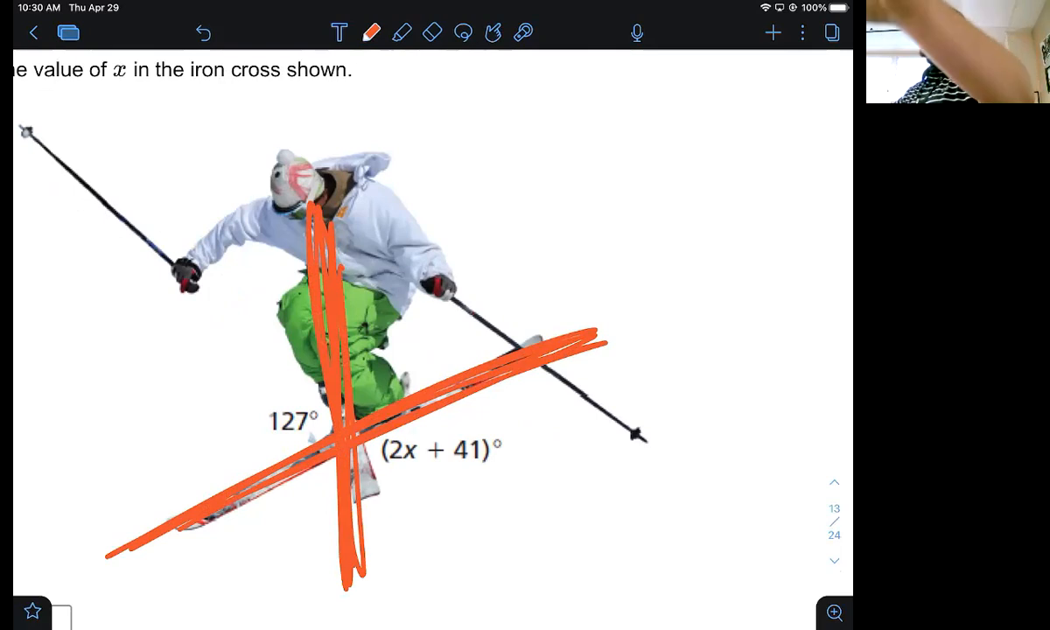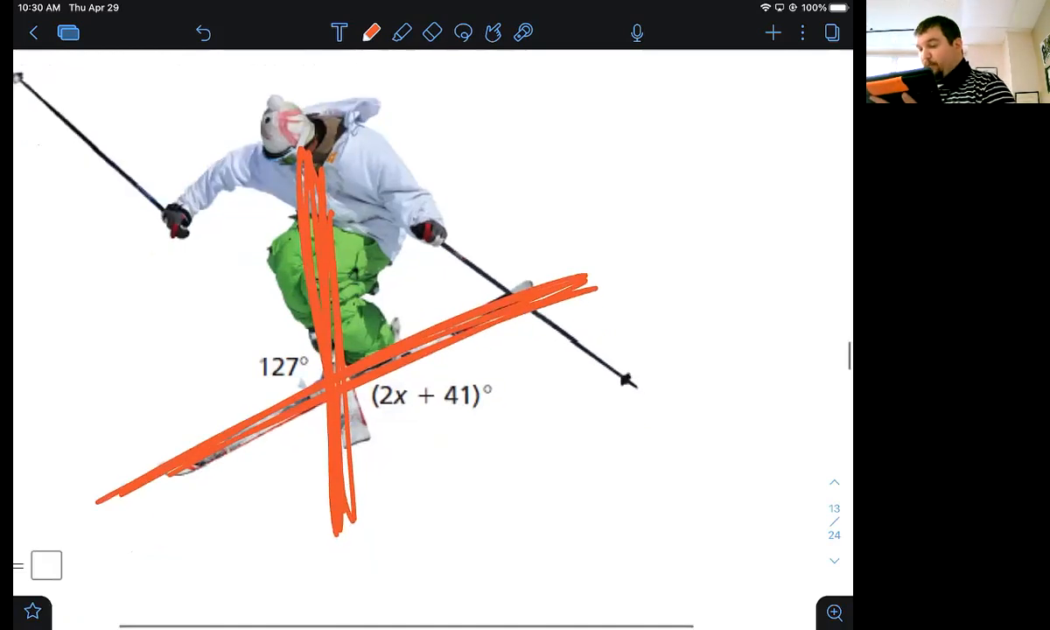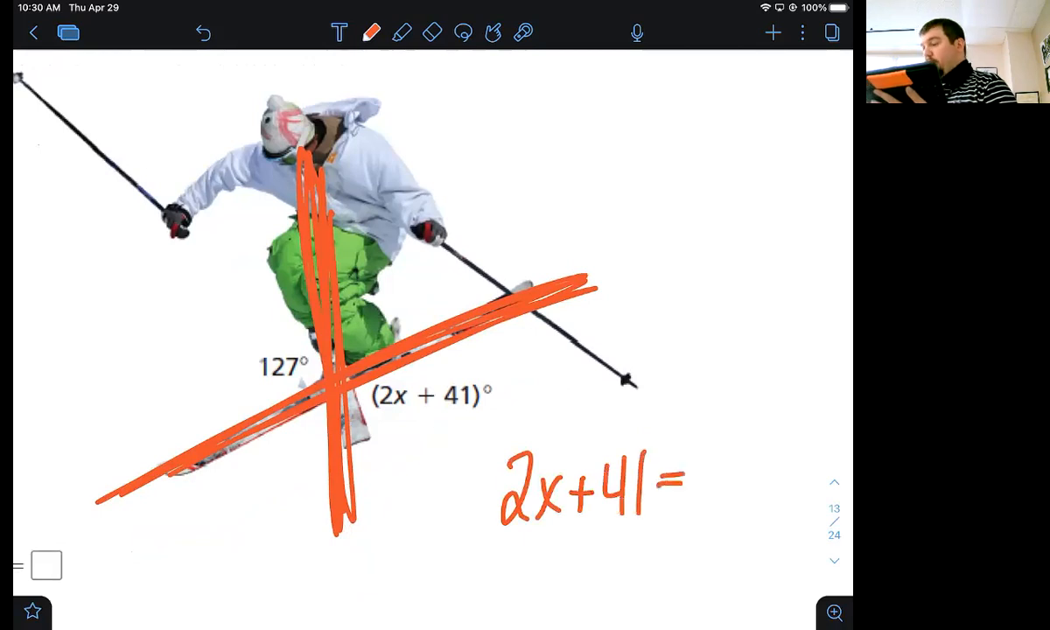Same size. So I'm not going to take the 2x plus 41 and add it to 127 and try to get 180 or 90 or anything like that. If they're the same size, I know that the 2x plus 41 angle is equal to the 127 degree angle. They're equal. So I solve for x, knowing that the 2x plus 41 has to give me 127.